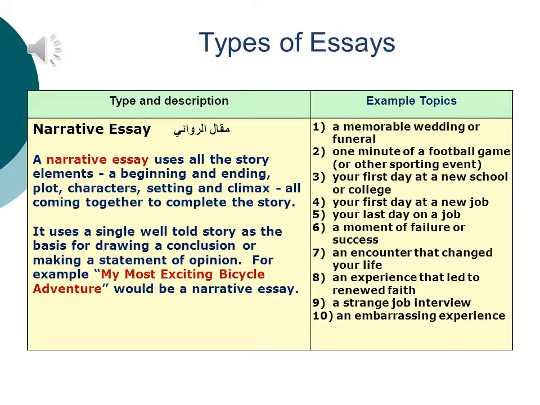The next essay type is a narrative essay. A narrative essay uses all the story elements, a beginning and ending, plot, characters, setting, and climax, all coming together to complete the story. It uses a single well-told story as the basis for drawing a conclusion or making a statement of opinion. For example, my most exciting bicycle adventure would be a narrative essay.